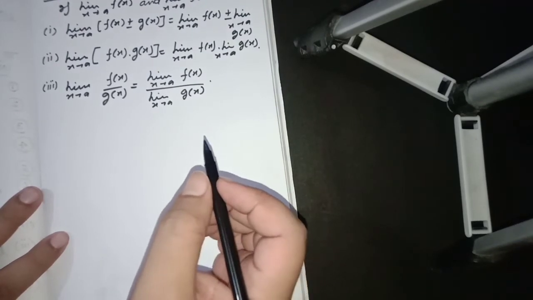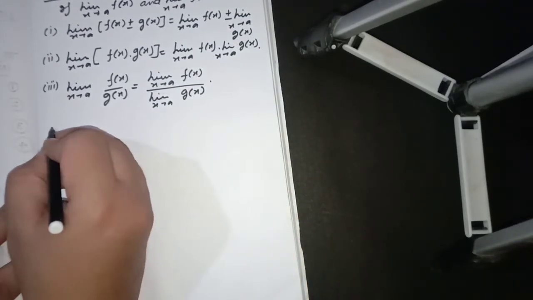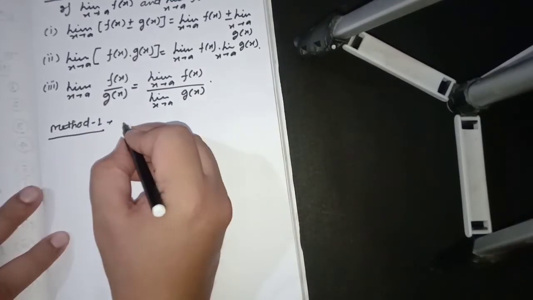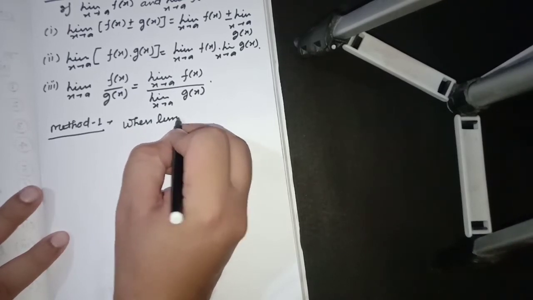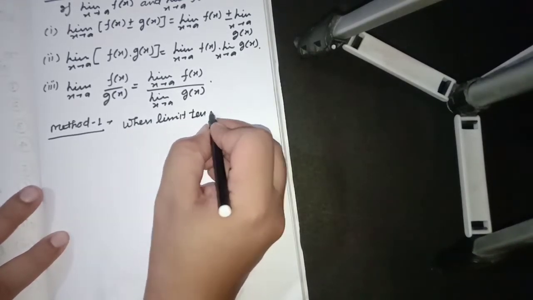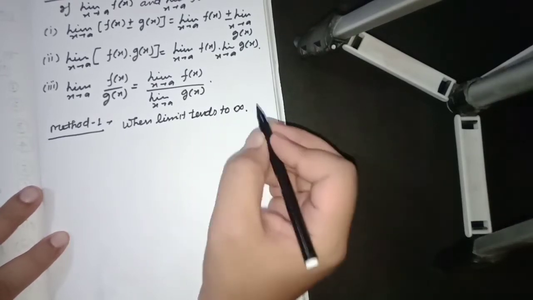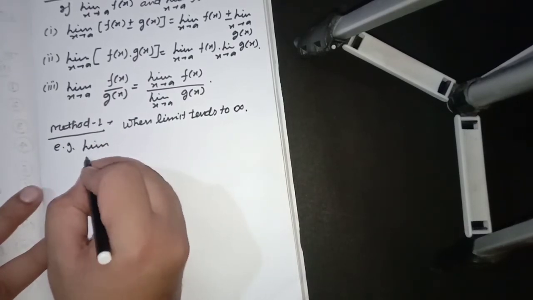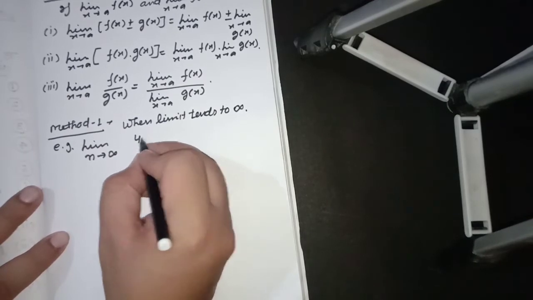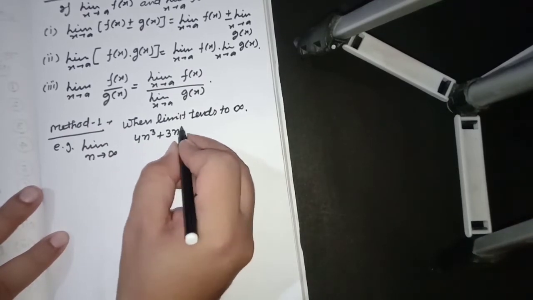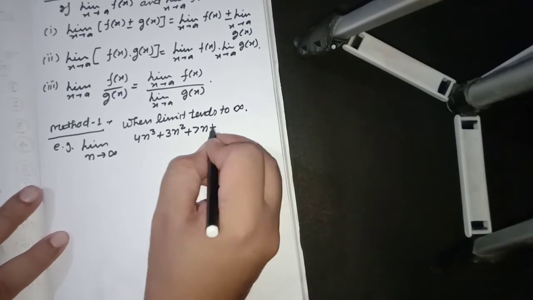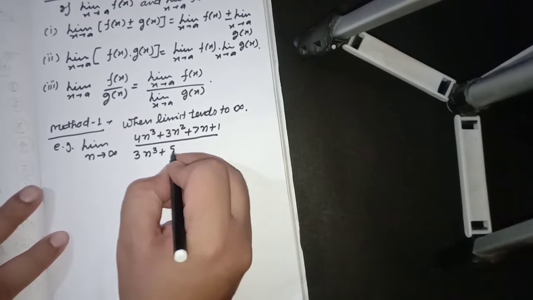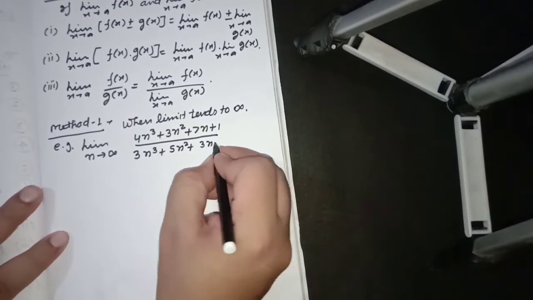Now there are some methods how to evaluate the limits, and the method 1, when limit tends to infinity. Let us see an example here. Suppose we have limit n tends to infinity 4n cube plus 3n square plus 7n plus 1 upon 3n cube plus 5n square plus 3n plus 9.